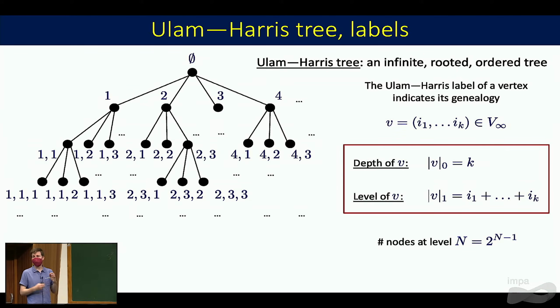And a simple thing, you can convince yourself that the number of nodes at level n is 2 to the n minus 1. So in this picture, for instance, the nodes at level 3, you have 3, then you have 1,2, 2,1, and 1,1,1.